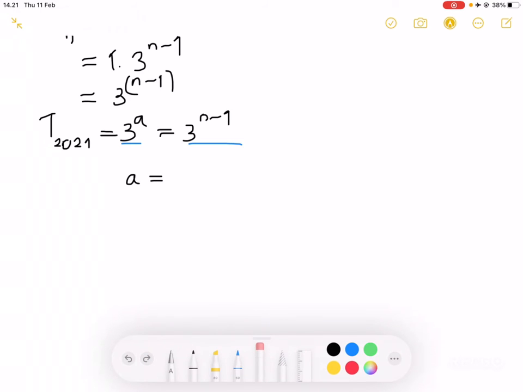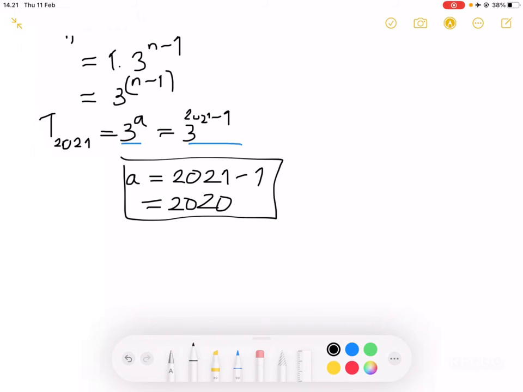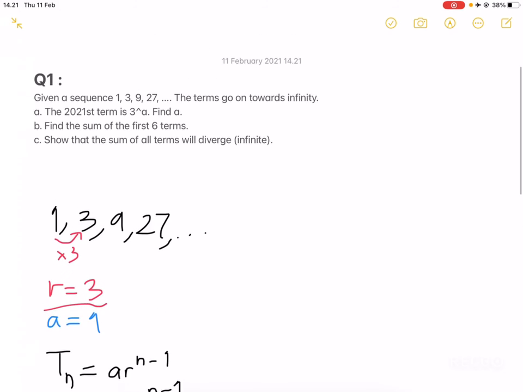I should have just substituted 2021 right here. So a is equal to 2021 minus 1, which is just 2020. There we go. That's the answer for part A.